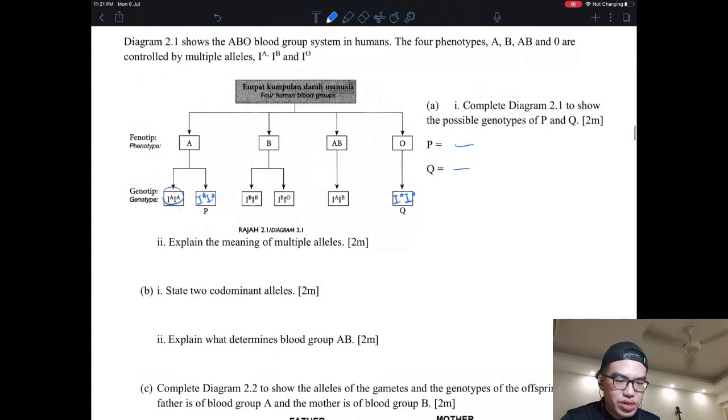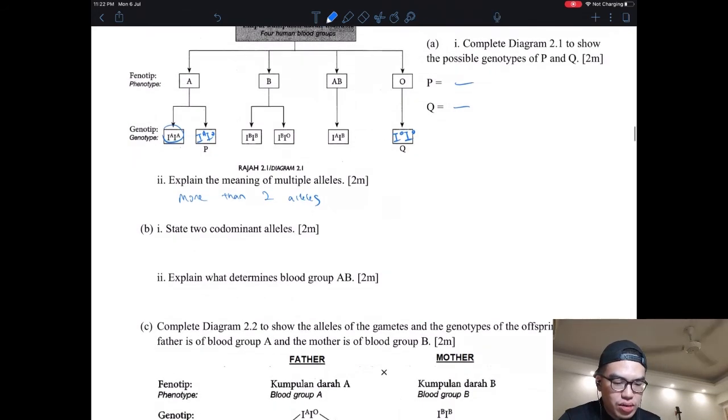Okay, multiple alleles means more than 2 alleles. Usually alleles are 2, dominant and recessive. Multiple means more than 2, it can be 2 dominant 1 recessive, or 1 dominant 2 recessive. It can happen. You might even have 3 dominant. State 2 co-dominant alleles. So I^A, I^B.